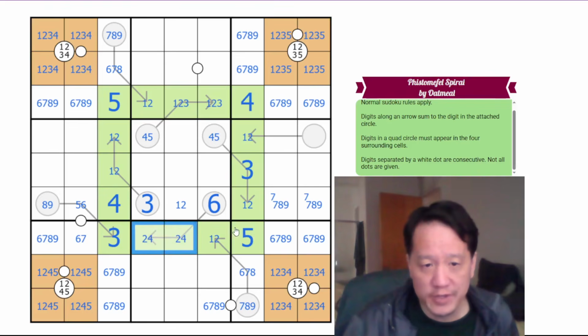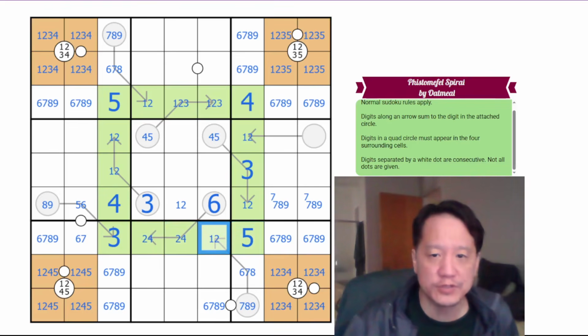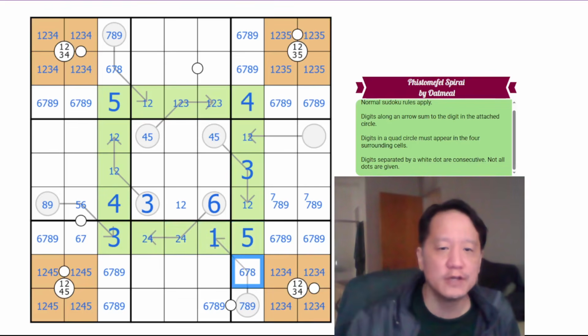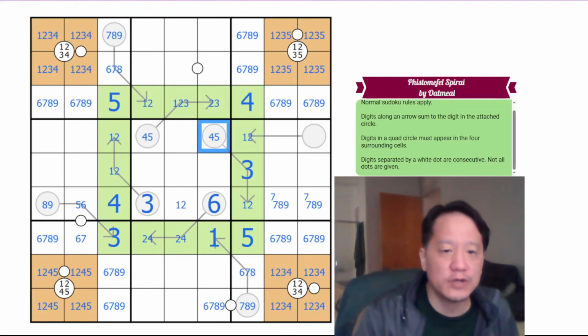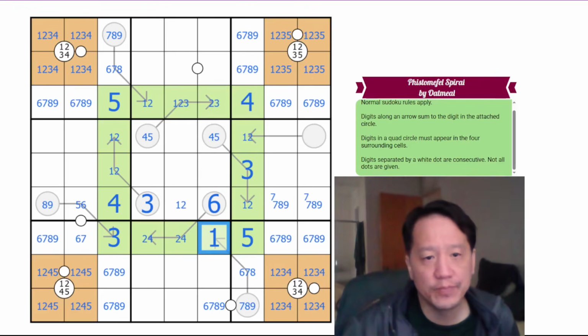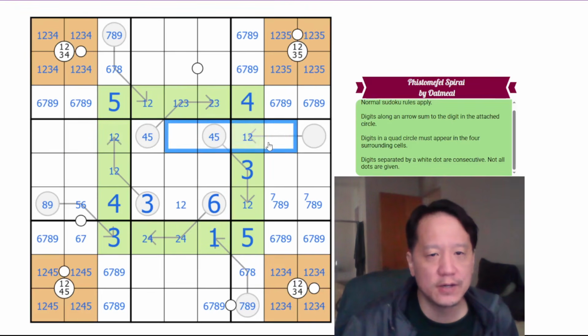Which means we eliminate 2 and 4 in the rest of the row. So this can't be 2. That's 1. And 1 cannot be here because of the 1 in the column. We also have a 1, 2, 4, 5 pair in row 4, which eliminates 1, 2, 4, and 5 in the rest of the row.